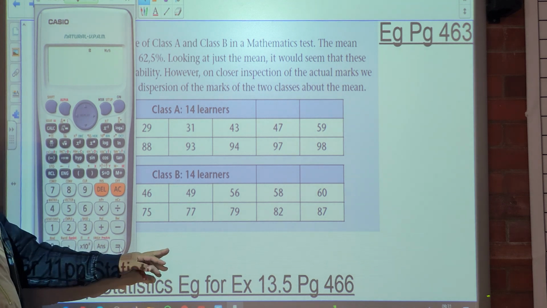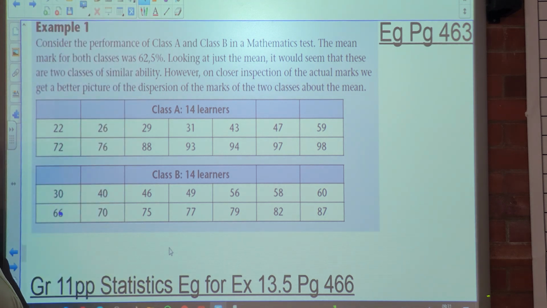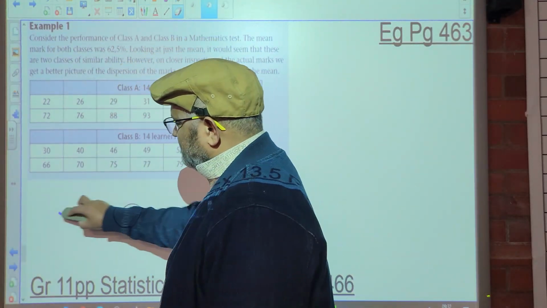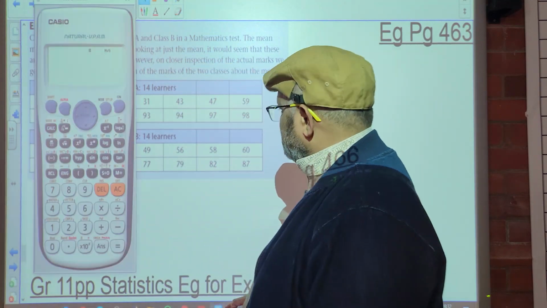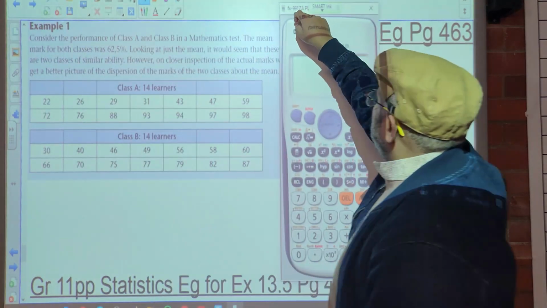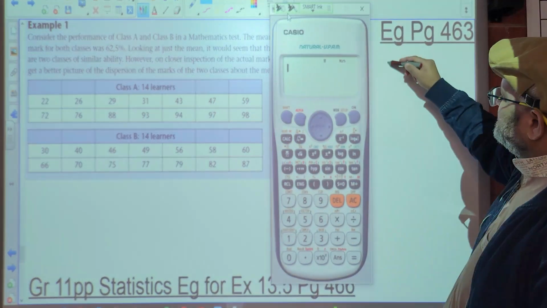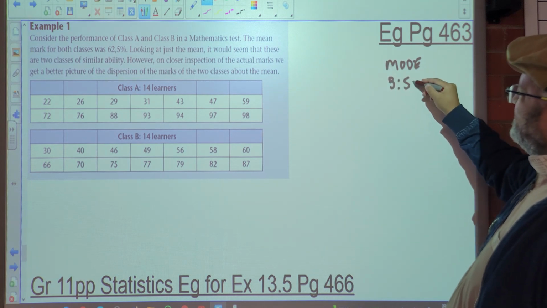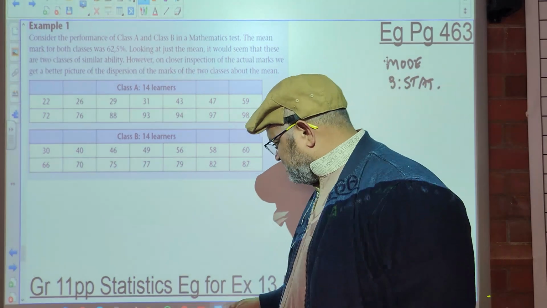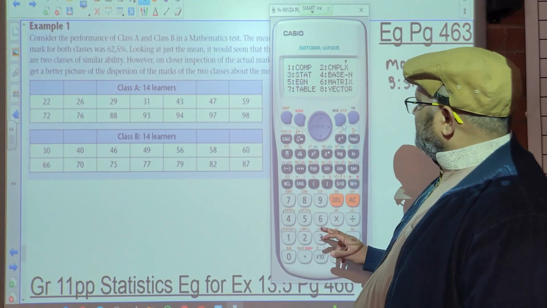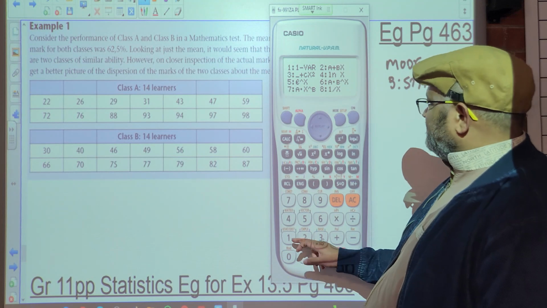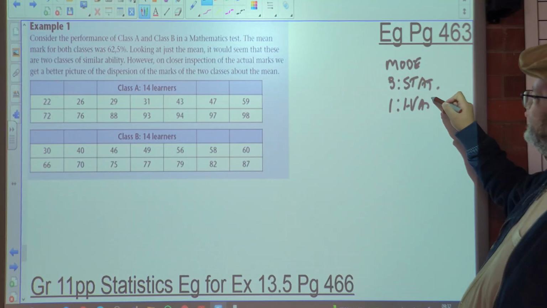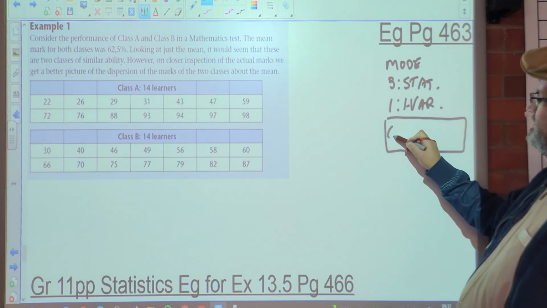So what we're going to do is calculate the standard deviation of class A and class B. So where do we start? Let's see if we can do this out of your head. We press mode. Okay, try not to look. So we press mode, and then 3 for stat. On your calculator you will have 2. Mode 3 for stat, 1 for variance, and then we will enter the data.